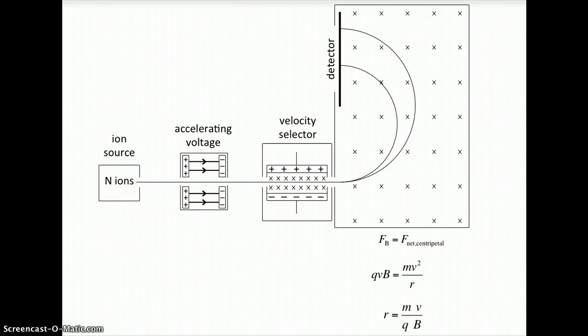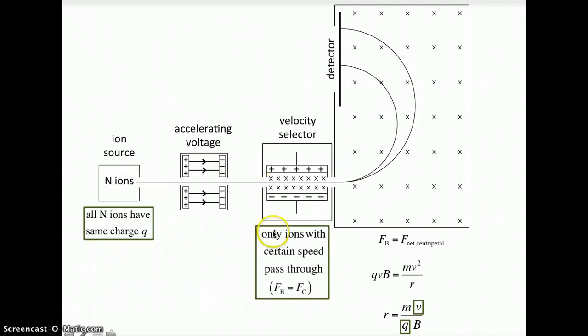Now take a look, because there's something interesting about our setup. The charge is the same for every ion. Our ion source produces ions which all have the same charge. The speed v is the same because the velocity selector only lets through ions with a specific speed. B, the magnetic field strength, is the same because we make this a uniform field.